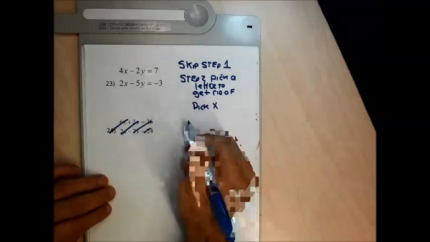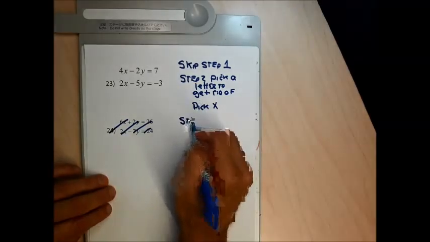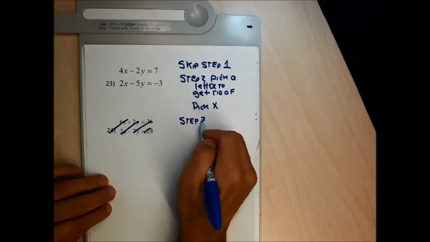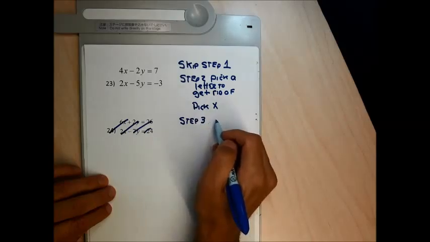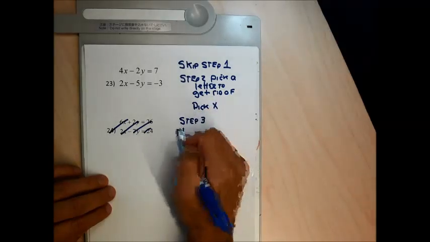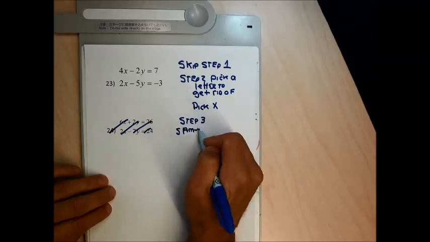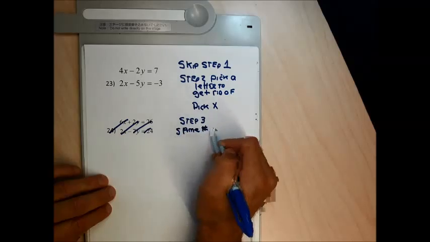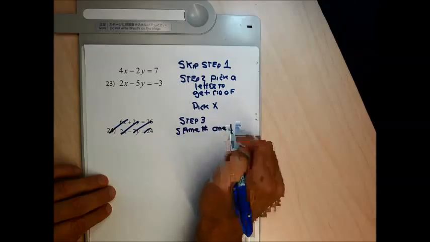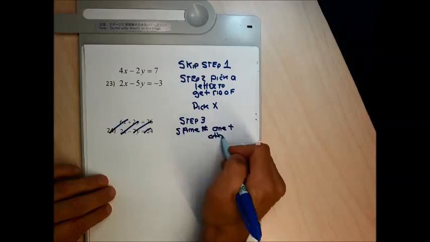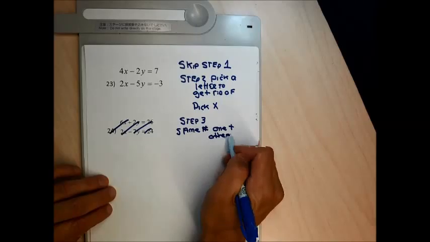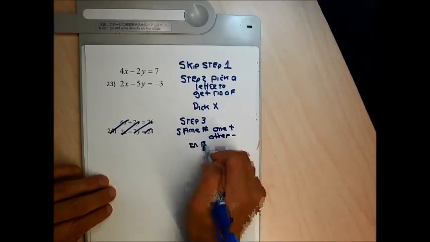And now for step 3, this is where it takes being clever. I need to get the same number in front of the letter x. I need the same number, but one positive, the other negative, in front of the x that I'm trying to get rid of.